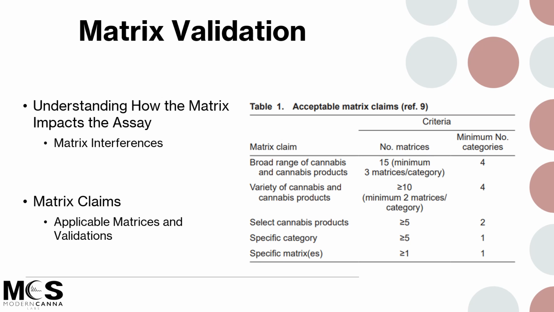And while I agree that it's just not realistic for a method developer to possibly validate their methods in every applicable cannabis matrix, this is really where the laboratories are going to be coming into play, because anytime they're using a validated method, they need to be doing the proper verification checks to ensure that that method is not being impacted by the matrix and that that assay still works properly even though that matrix may be different.